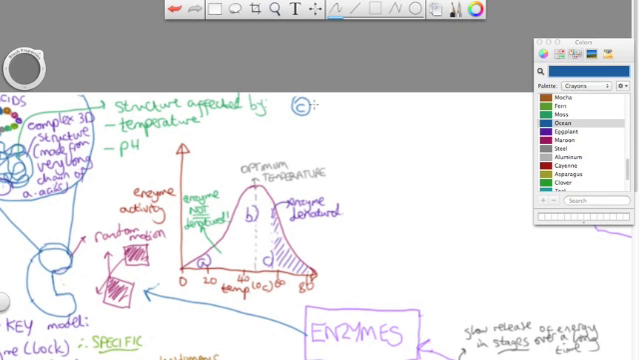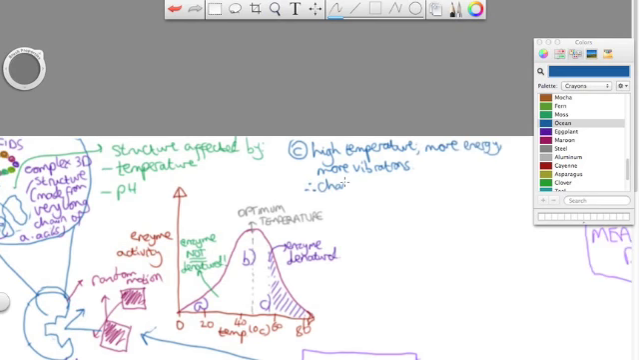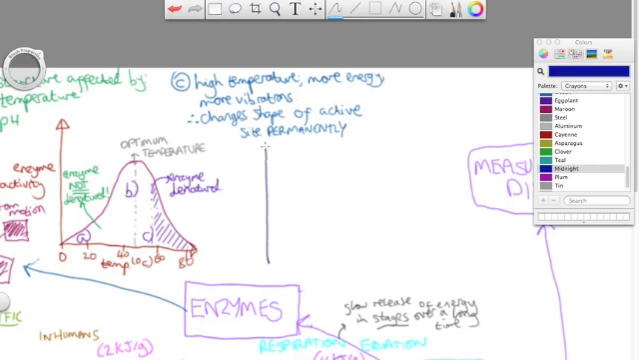Once you pass that point, what happens is the high energy starts to actually break the structure of the enzyme permanently, and I'm showing you how this happens. So the 3D structure of the enzyme changes permanently, and that means the substrates no longer fit the enzyme active site, and therefore it's said to be denatured, and therefore it no longer works effectively or at all.